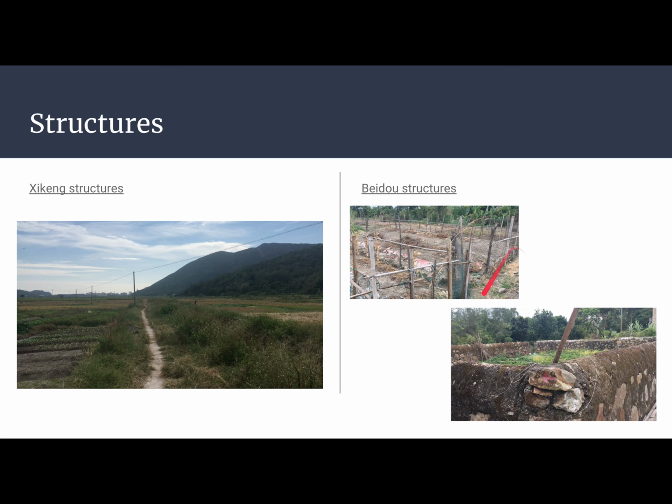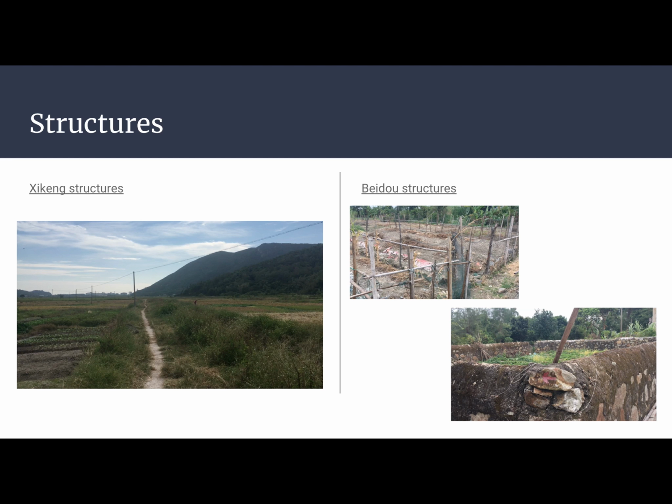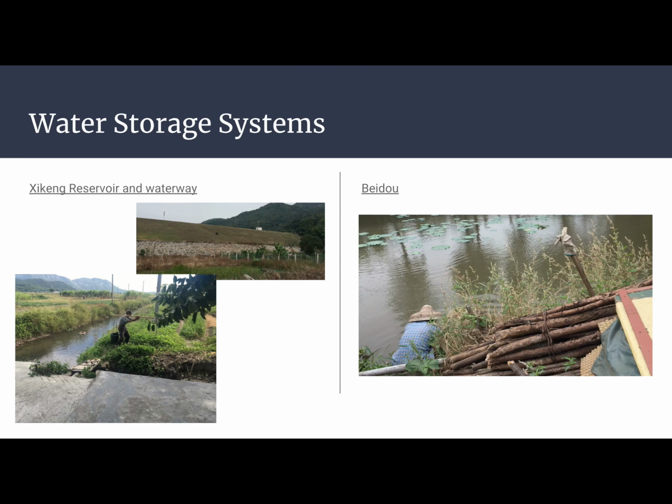And with the infrastructure of these walls and fences, the working conditions of Beidou have improved, and thus their productivity has risen. The points raised above show that the infrastructure in Beidou is generally better than Xikeng, and that improves the working conditions, which lead to greater productivity. However, Xikeng does have some areas of infrastructure that are more advanced than Beidou. This would be the water storage systems.